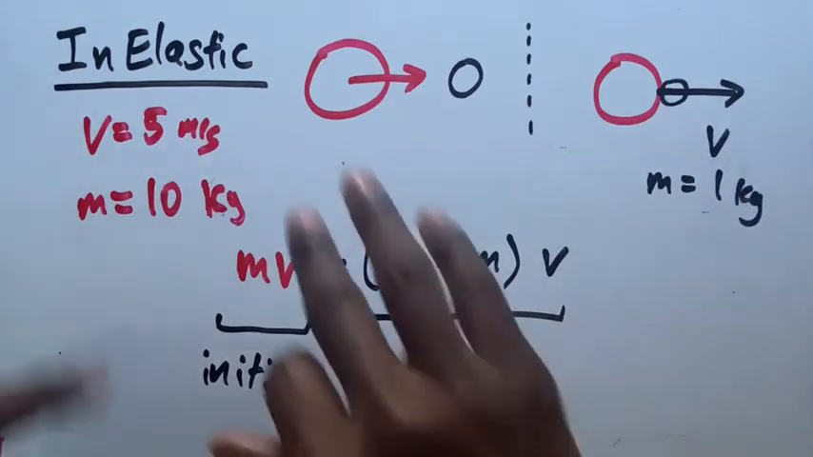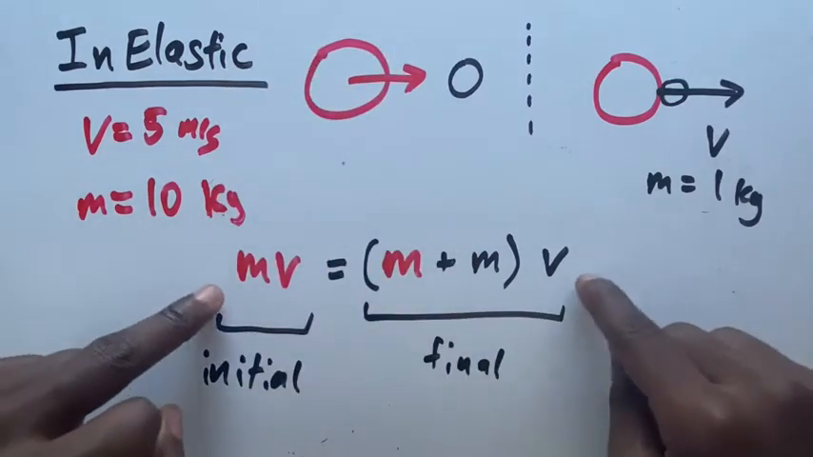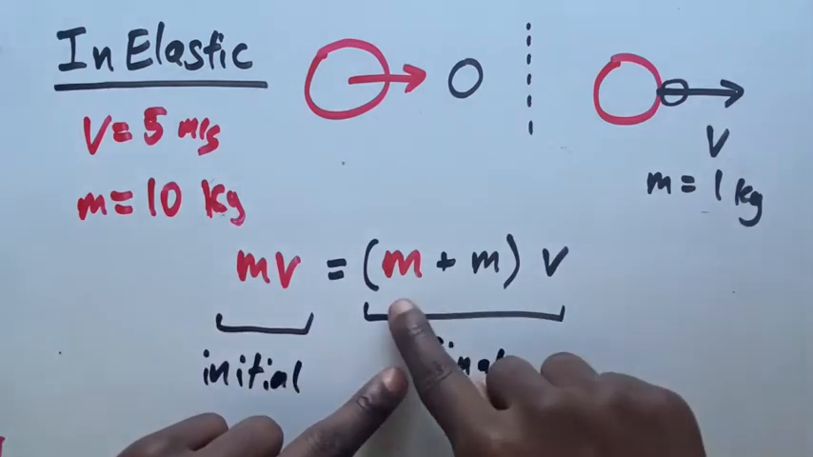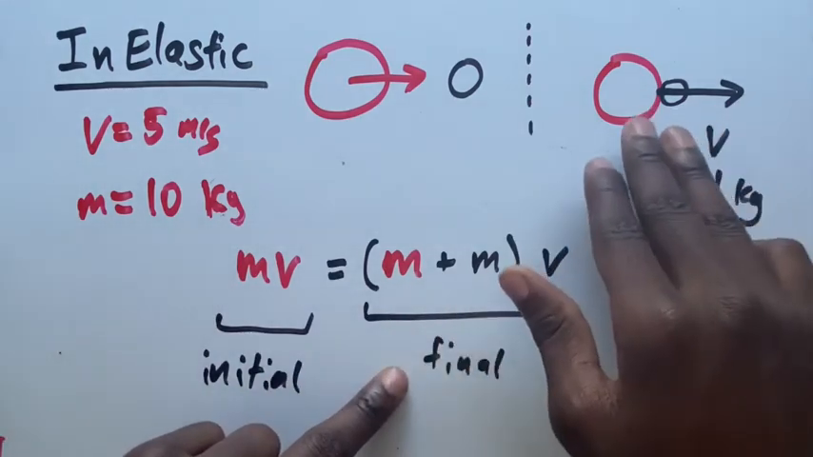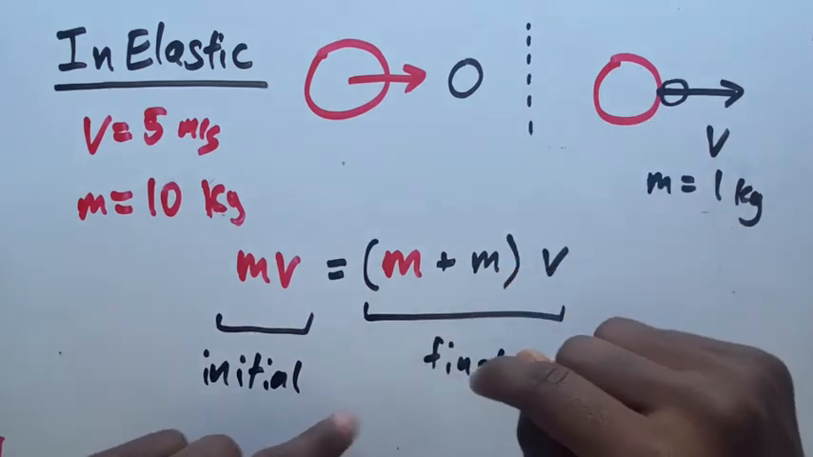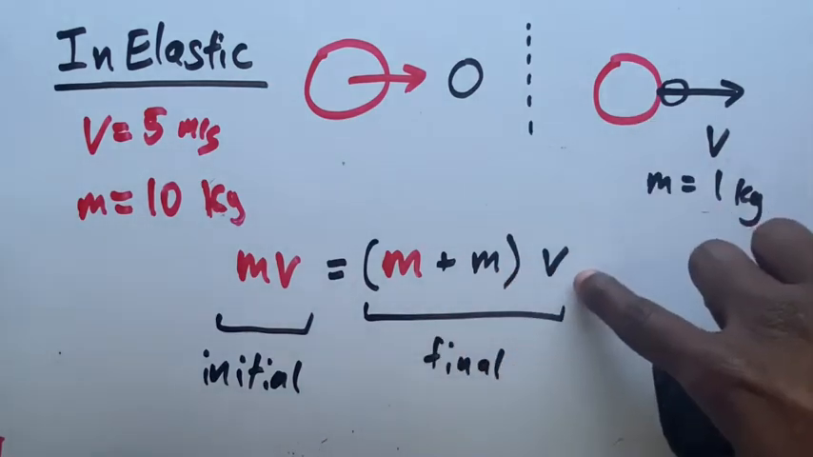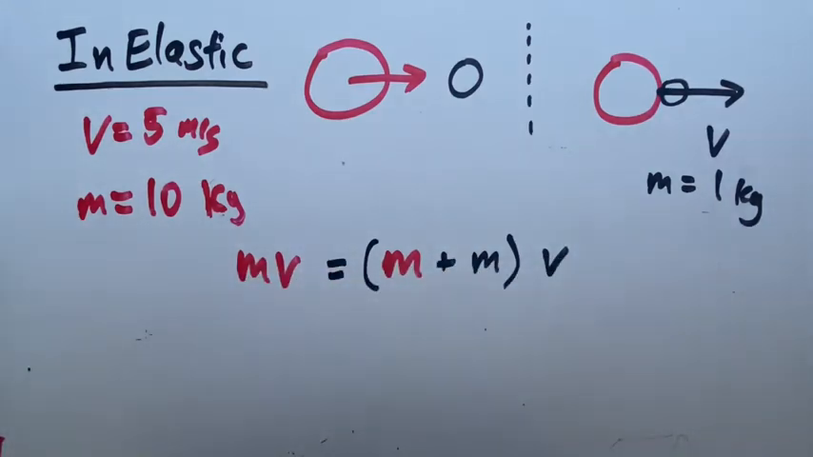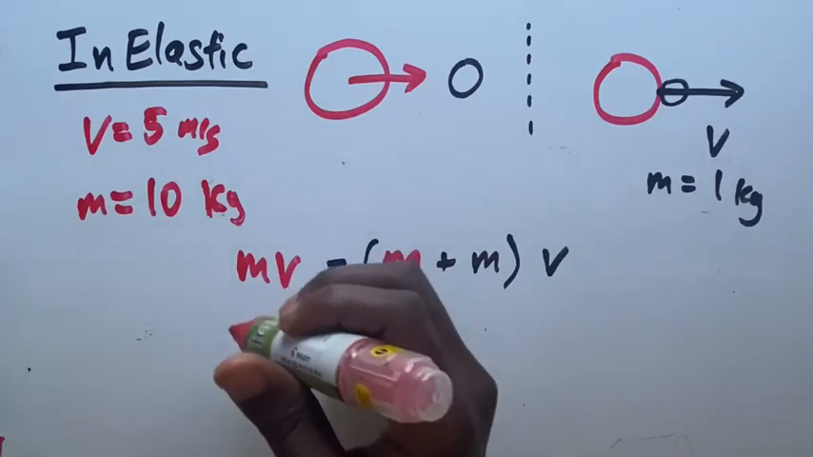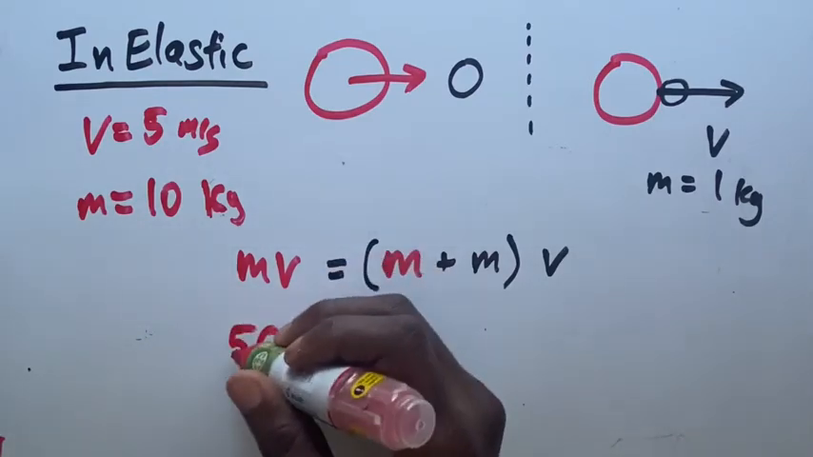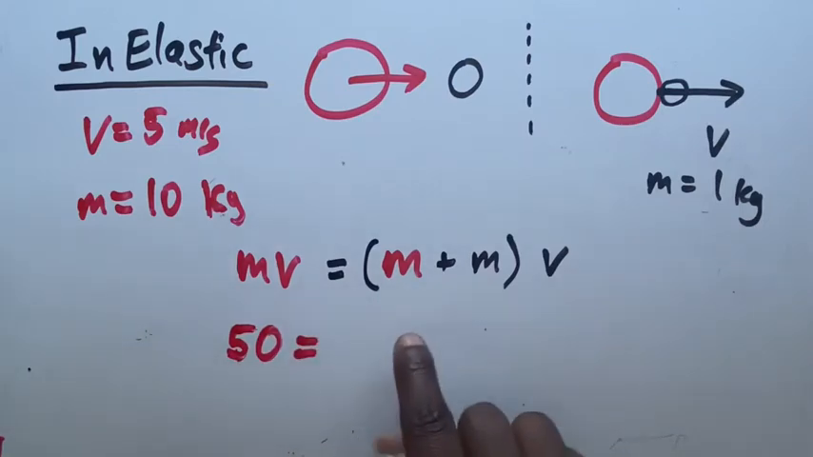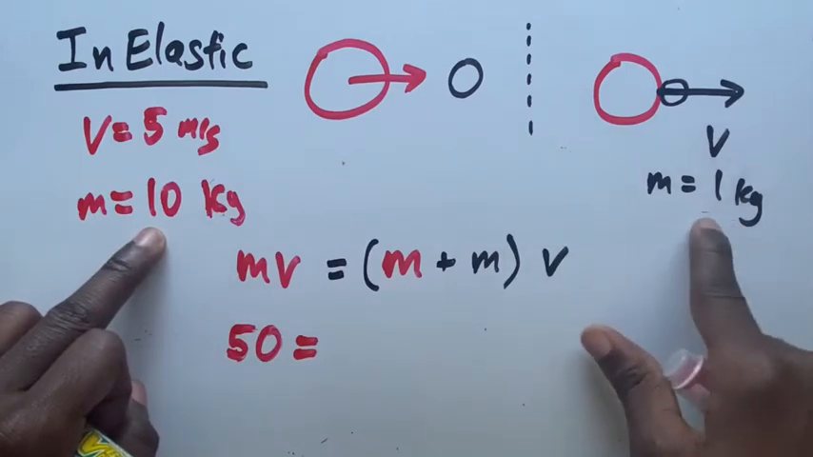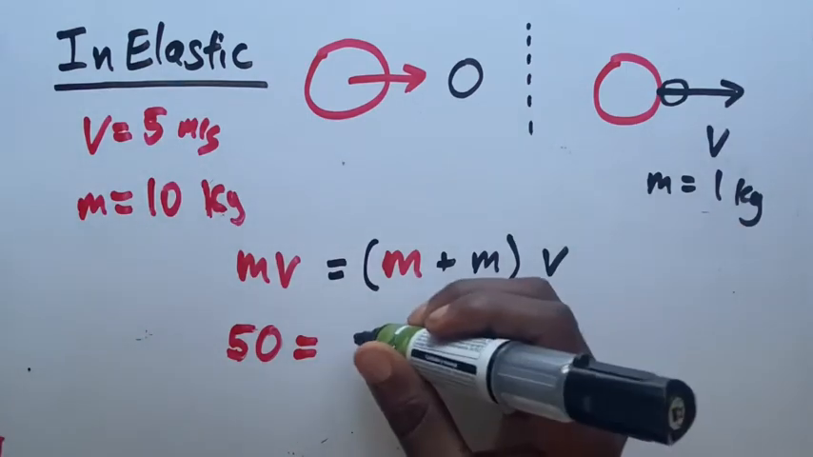So now, for this inelastic collision, we again use the conservation of momentum, where this is the initial momentum, this is the final momentum, where the masses are added together because now they're stuck together. So now let's put in the numbers and see what we get for this final velocity after they collide and stick together. This here is going to be 50 equal to the mass 10 plus this mass is just 1, so that's going to be 11.